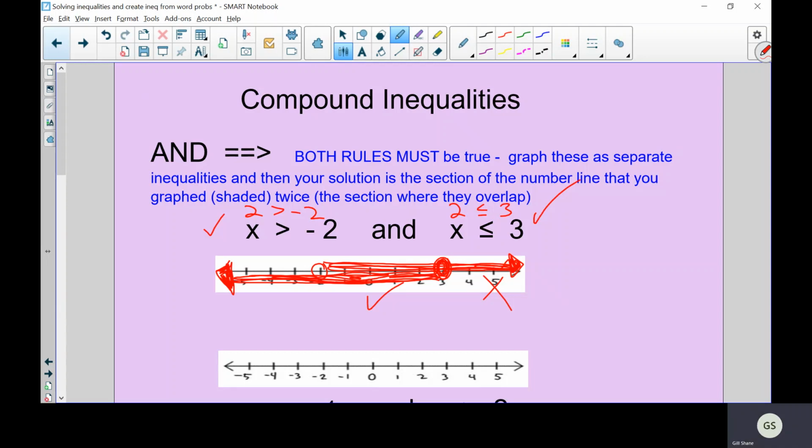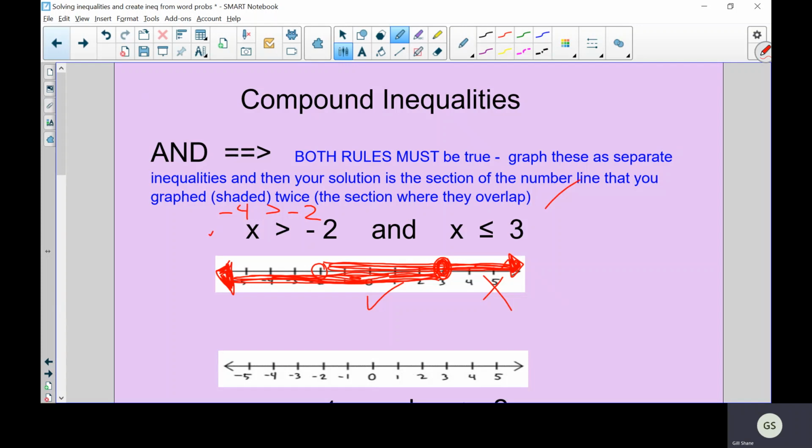Give me a number that's in this last section. -4. Gotta be a -4. This is negative. We're in the negatives. So is -4 greater than -2? Sorry. Is that a true statement? -4 is greater than -2. Yes.